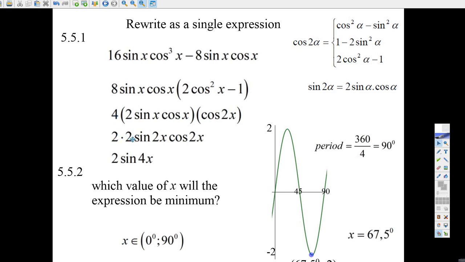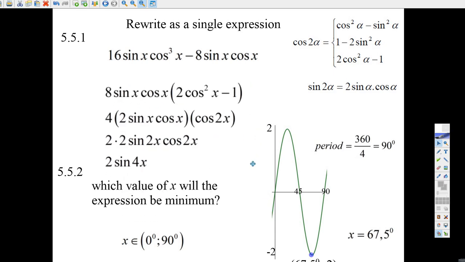So 4 is really 2 times 2. Now what is this? 2 times the sine of any angle times the cosine of that same angle is just the sine of twice that angle. This 2 sine 2x cos 2x is the sine of 4x. And that's it. So it's 2 sine 4x, one single expression. And this is just a sine wave. It starts at 0, goes up to 2 because that's the amplitude, down to minus 2. It goes up to 2 and down to minus 2.